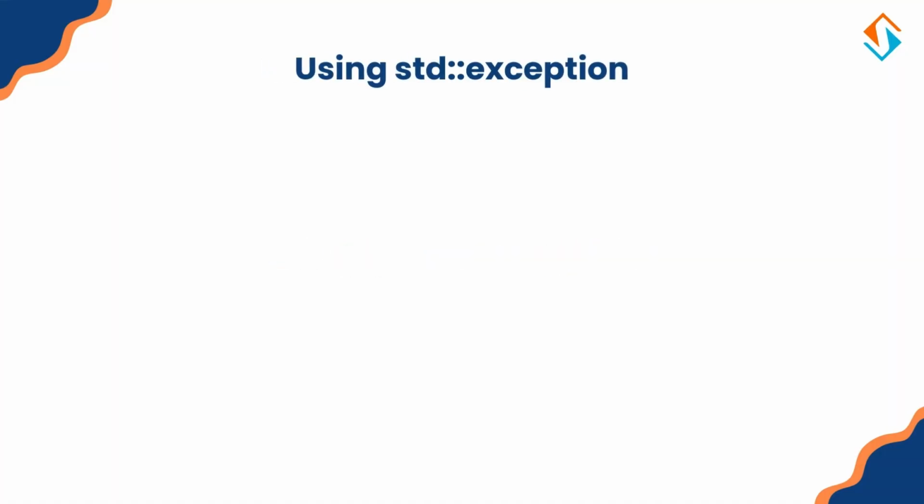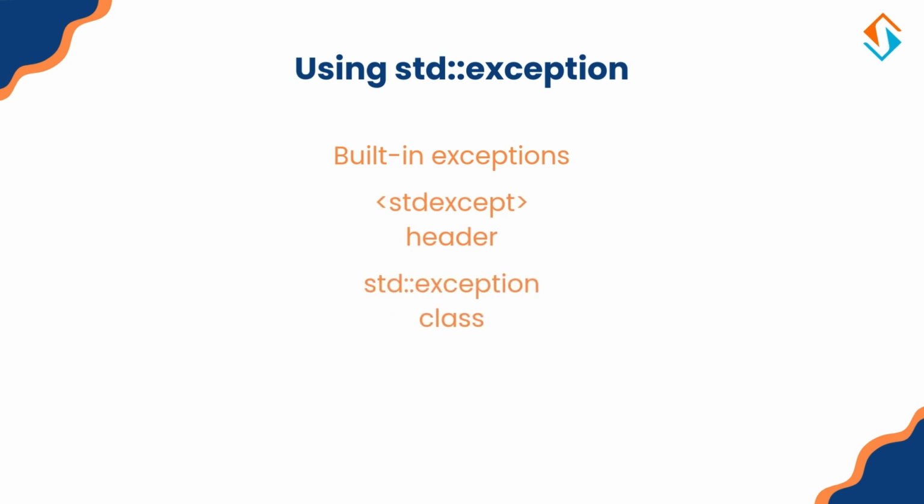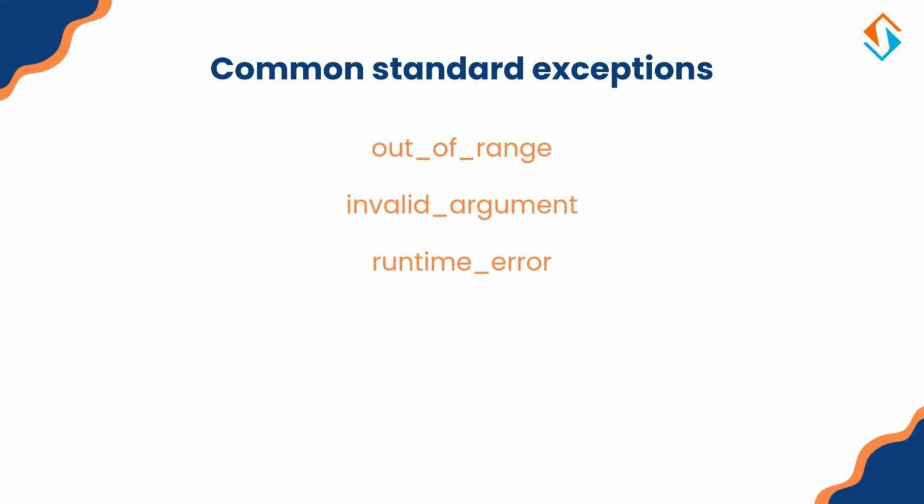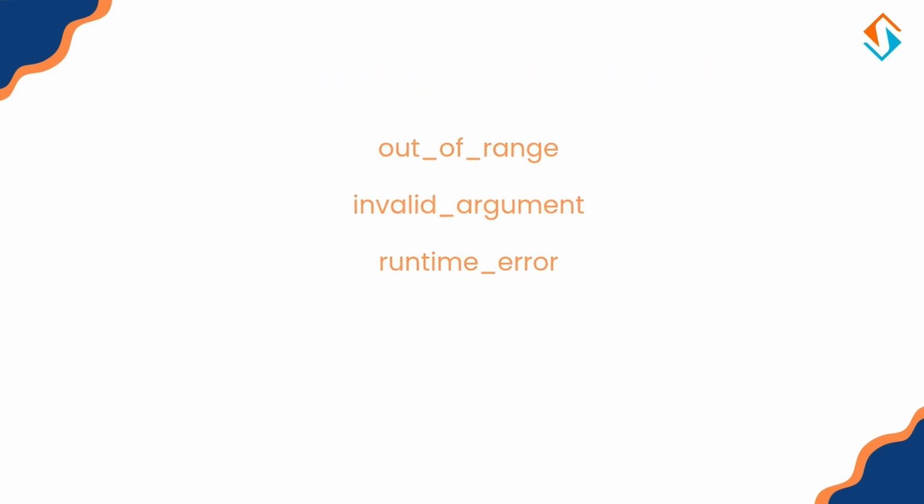C++ has a bunch of built-in exceptions in the stdexcept header. These are part of the std::exception class, and they make your life easier by providing predefined error types. Here are some common standard exceptions. First, out_of_range, when you try to access an invalid index in an array or container. Second, invalid_argument, when a function receives an invalid argument. Third, runtime_error, for general runtime errors.